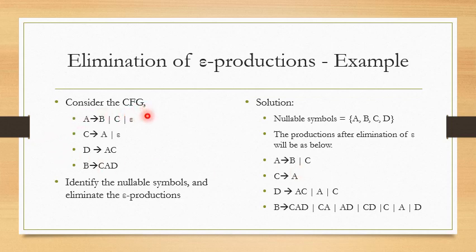So this is a single grammar with different productions given. A determines B, A determines C, A determines epsilon. C determines A, C determines epsilon. D determines AC, B determines CAD. The question is to identify the nullable symbols and eliminate the epsilon productions. Even if the question is just to eliminate the epsilon productions, you have to first identify what the nullable symbols are.